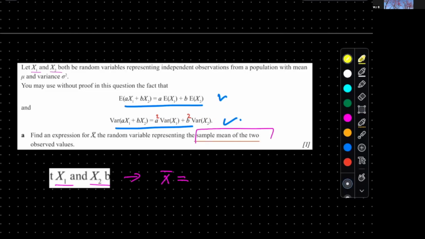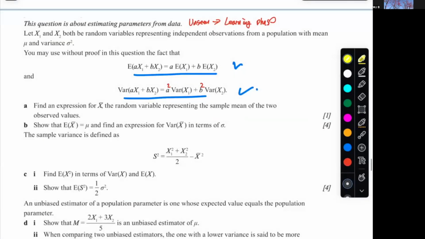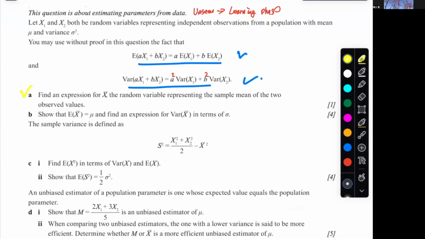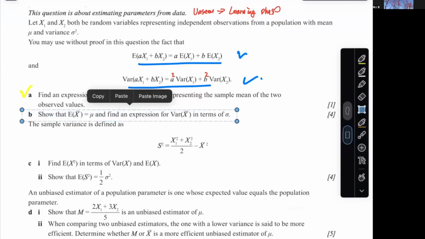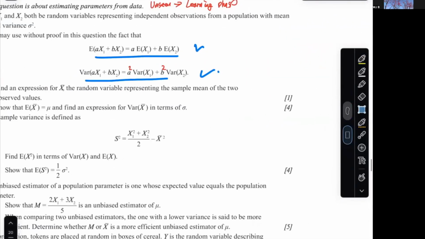Yes, very good. Great answer. It's going to be X1 plus X2 over 2. We're simply using the definition of average. Okay, that is great. So done. And now they're saying, okay, get us the expected value and then the variance.